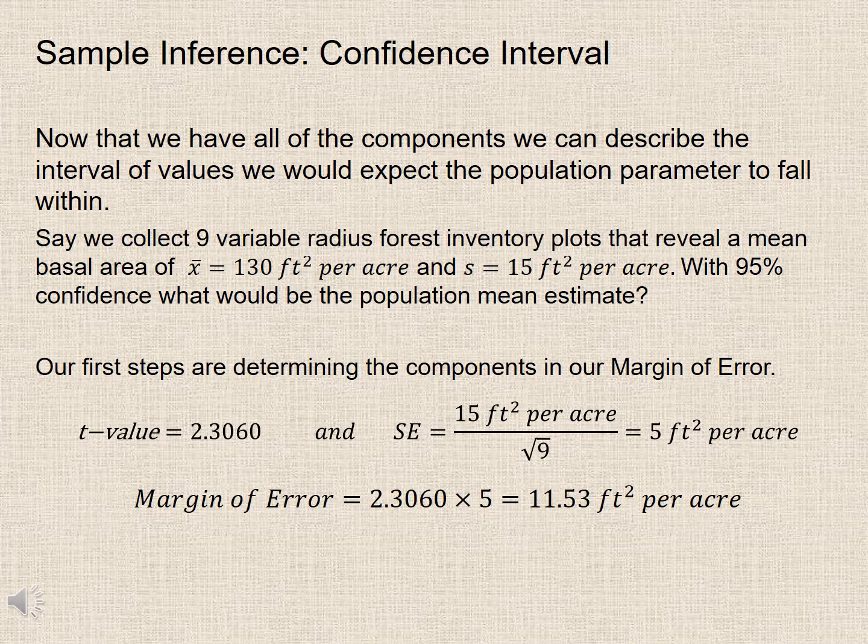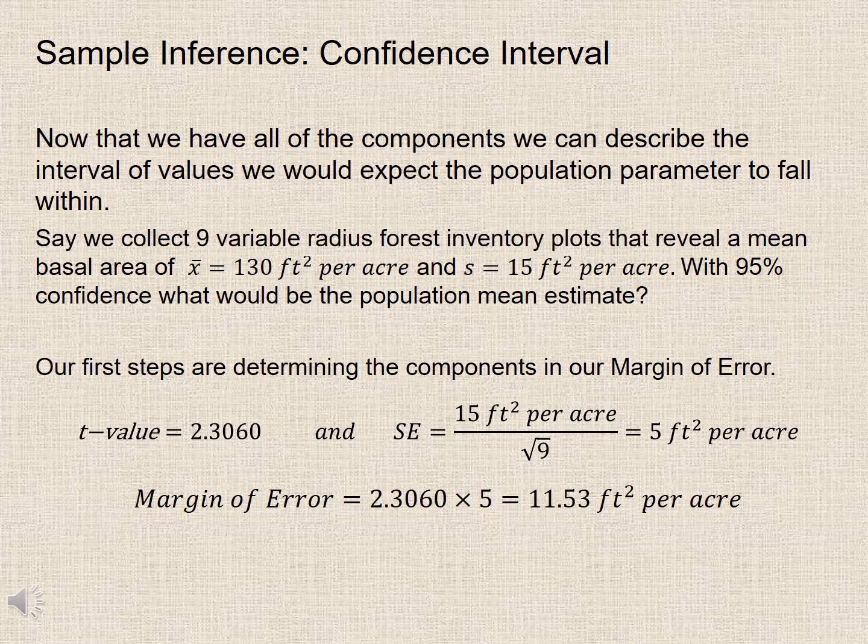Okay, we have now figured out how to get all of the pieces that go into describing the interval of values we would expect a population parameter to fall within. Let's try an example. Say we collect 9 variable radius forest inventory plots that reveal a mean basal area of 130 square feet per acre and a sample standard deviation of 15 square feet per acre. With 95% confidence, what would be the estimate of the population mean?